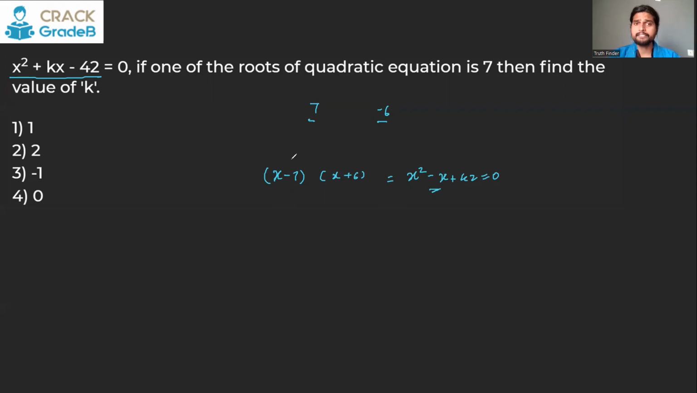Why these are the factors? Because if 7 is the root, so x minus 7 is the factor. We learned that. And if minus 6 is the root, that means x minus minus 6, or x plus 6, is the factor. Okay? Fine. Let's see one more.